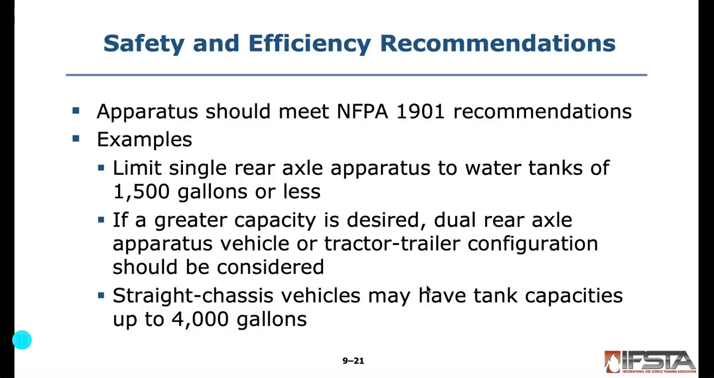Safety and efficiency recommendations. Apparatus should meet the NFPA 1901 recommendations. So limit single rear axle apparatus to water tanks of 1,500 gallons or less. If greater capacity is desired, you need a dual rear axle apparatus vehicle or tractor trailer. Right? And then a straight chassis vehicle can have tank capacities of up to 4,000 gallons.